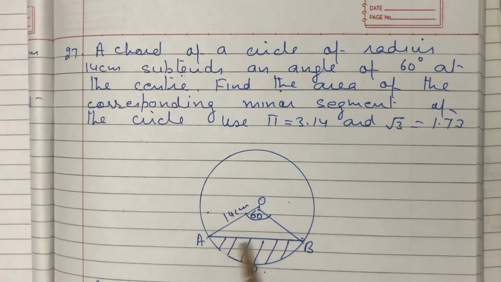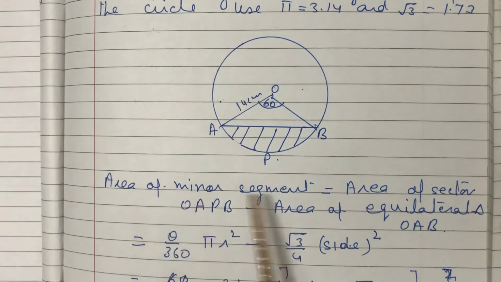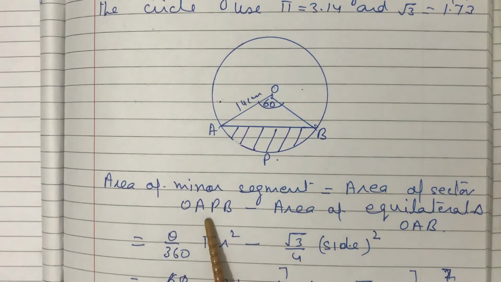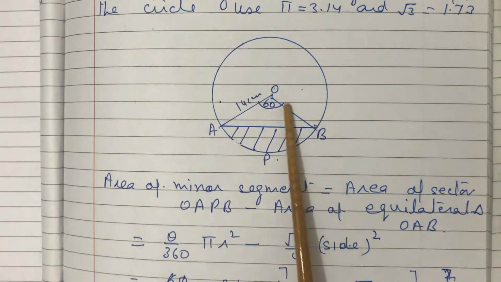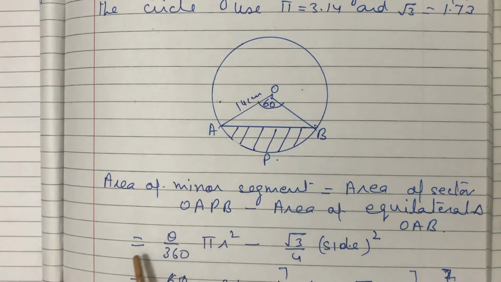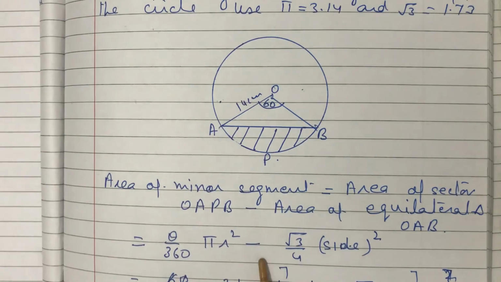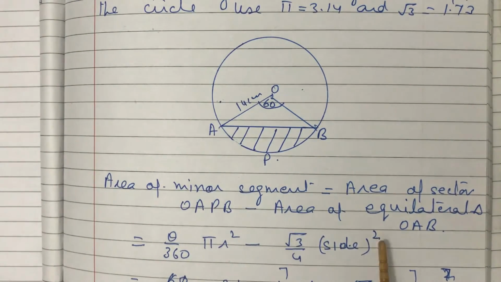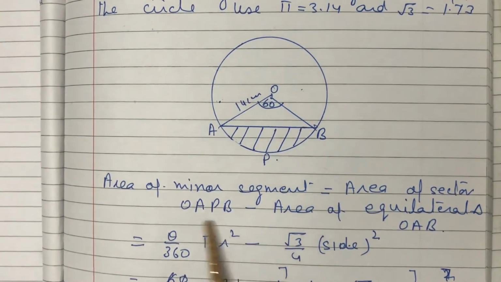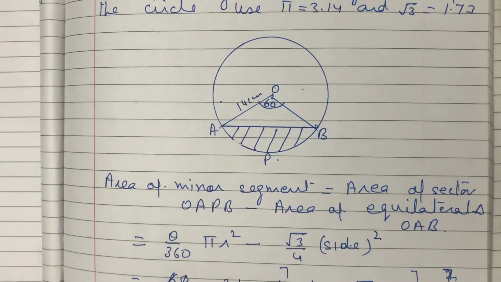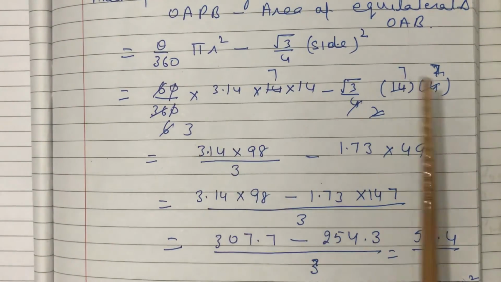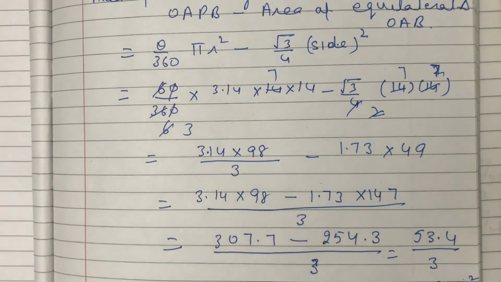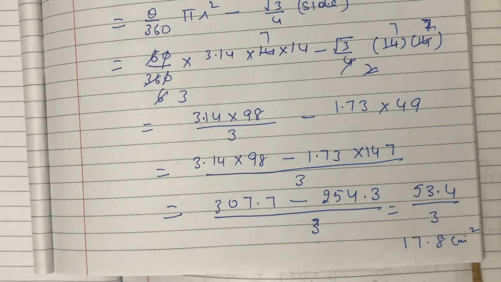Now how will you find the area of the minor segment? Area of the minor segment is equal to area of the sector OAPB minus area of the equilateral triangle OAB. Now this is an equilateral triangle and write the formula: theta by 360 pi r square minus root 3 by 4 side square. This is the area of the equilateral triangle and this is the area of the sector. Just substitute the values. Now substitute the values and after simplification you will get 17.8 centimeter square. That is the area of the minor segment.